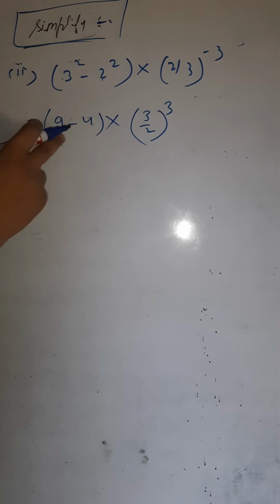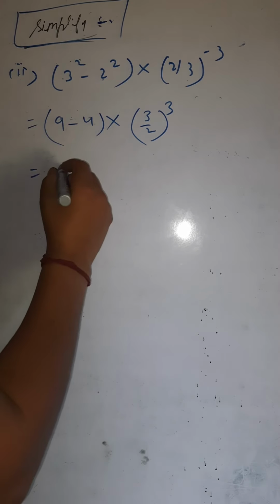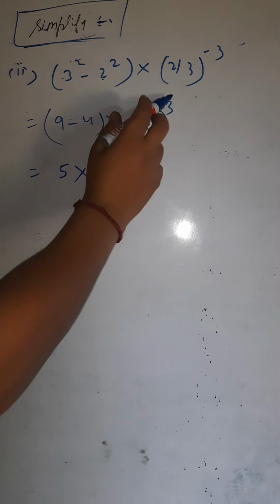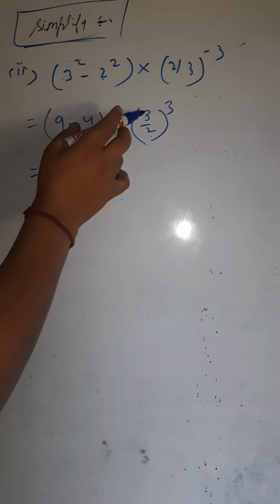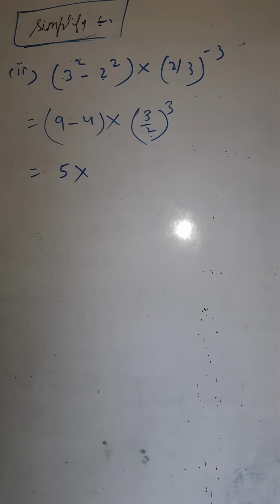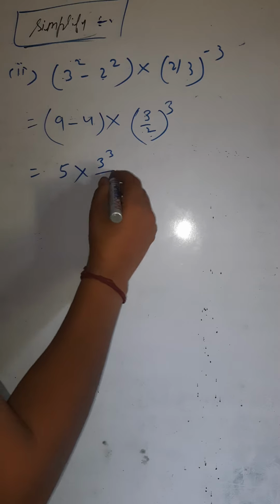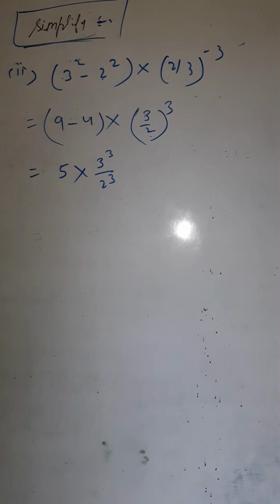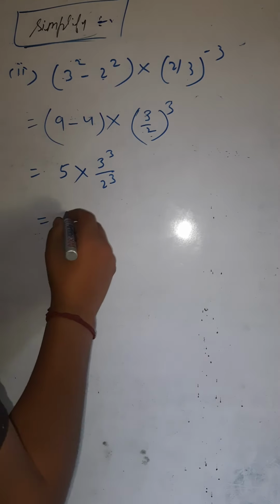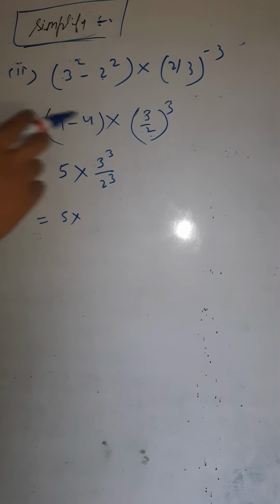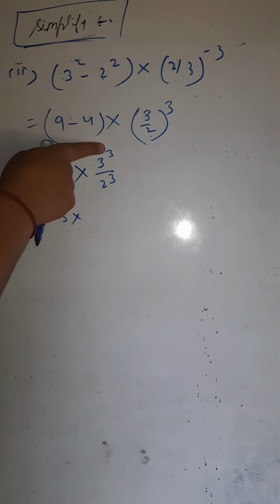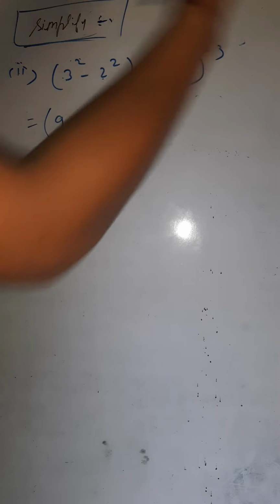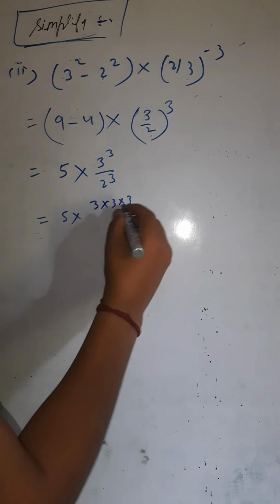Are you getting this? So this can be written as 9 minus 4, which is 5, multiplied by (3/2)^3. The power 3 is distributed between the numerator and the denominator, so I can write it as 3^3 divided by 2^3. Again, 5 multiplied by 3^3 implies you have to multiply 3 three times. The exponent, or index, is 3 here, whatever you call it. So this is to be multiplied 3 times.